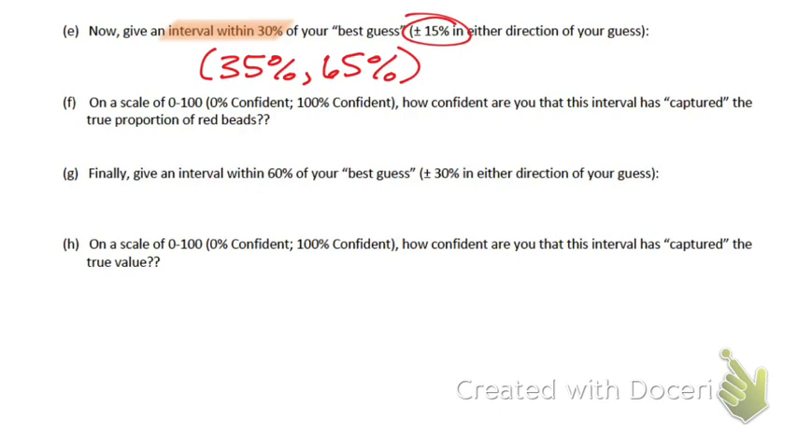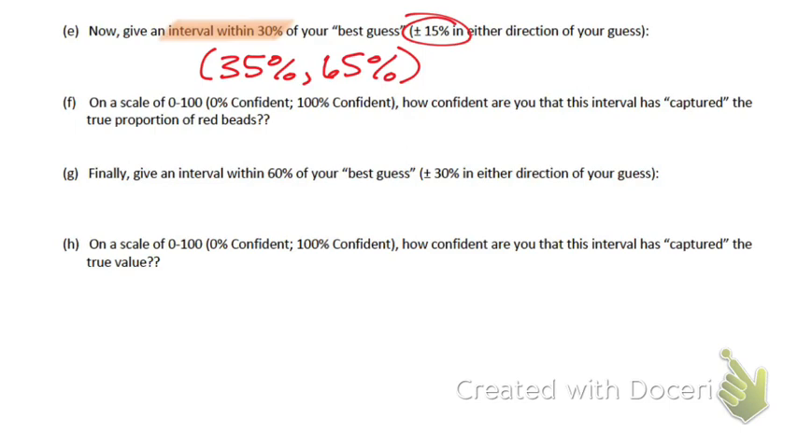But now how confident are you that you have truly captured the real proportion of red beads that are in here? 100% sure, no doubt in my mind? Maybe you're feeling really good about this and you think, I totally got it at this point. Maybe you're like, you know what, 95%. I'm pretty sure, but I'm not going to say I'm 100%. Maybe you're still not quite sure. So that would be your guess.